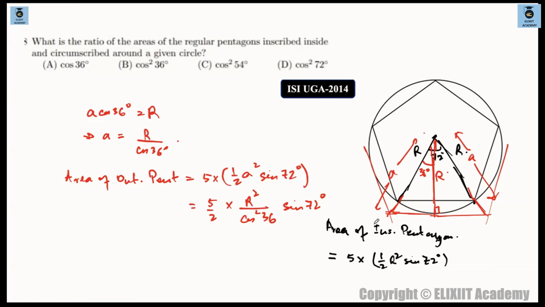तो यहां से now they have asked to find the ratio, so now you will get the simplifications, ratio of this divided by this, तो 5/2 r square and 5/2 r square is getting cancelled, ठीक है, and sin of 72 is also getting cancelled, बचेगा क्या, cos square 36, ठीक है। आपसे क्या पूछा गया है कि this divided by this, cos square 36, हाँ cos square 36 is remaining, तो option B is correct.